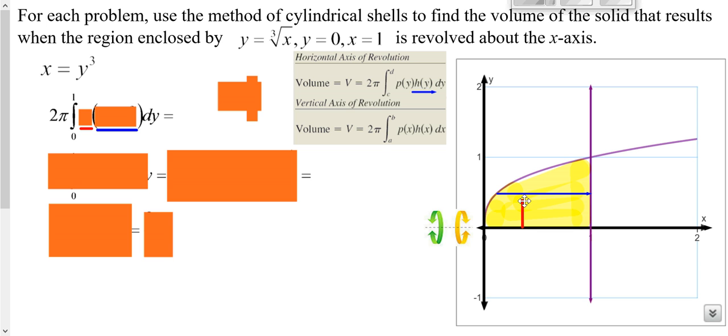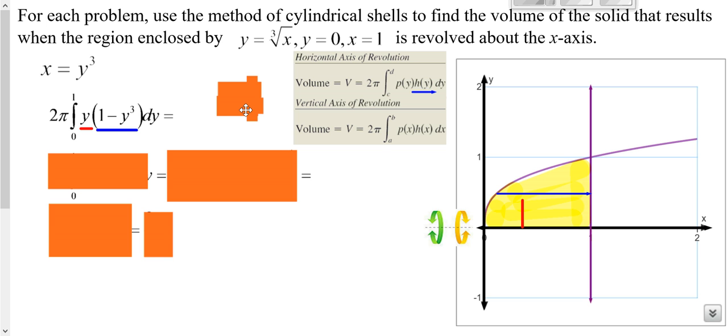Your radius goes perpendicular to your axis of revolution, into the shaded region, down to your axis of revolution. It's your variable, then, of y minus your axis of revolution of x. Then your height of your shell is perpendicular to that, so it goes what's on the right, which is our line of 1, minus what's on the left, which is our curve, so it's going to be 1 minus our curve of x cubed.